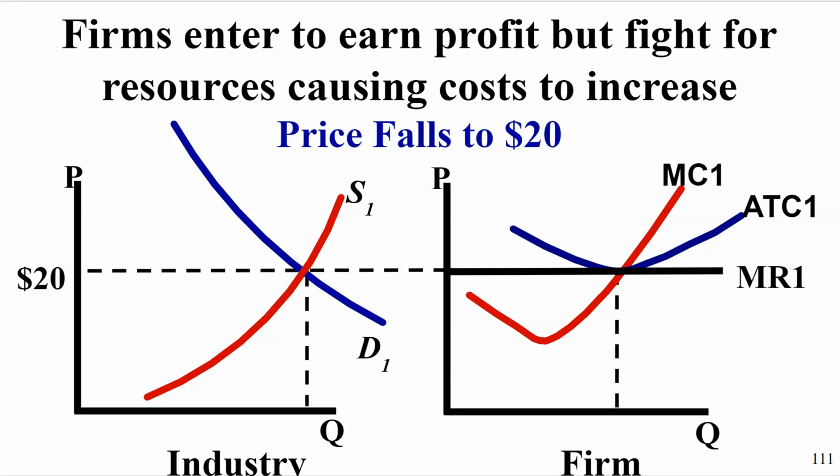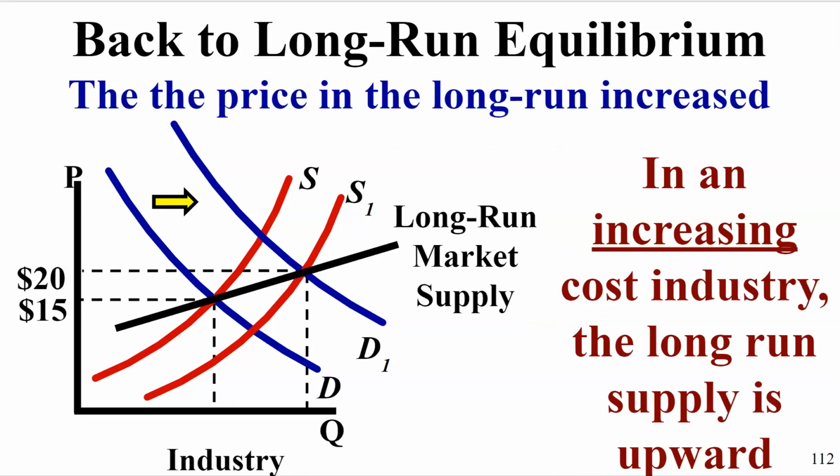So a lot of things happening there, long run to short run, back to long run. But ATC is back to MR equals D at its minimum, and therefore we are back to long run equilibrium. Important to note, the price in the long run did increase. It is an increasing cost industry, so the long run supply is upward sloping. If demand is moving, it leads to more profits for the industry, and then suppliers say, hey, I want a piece of the pie too. That leads to a stabilization of the price, but in an increasing cost industry, the long run supply is upward sloping.